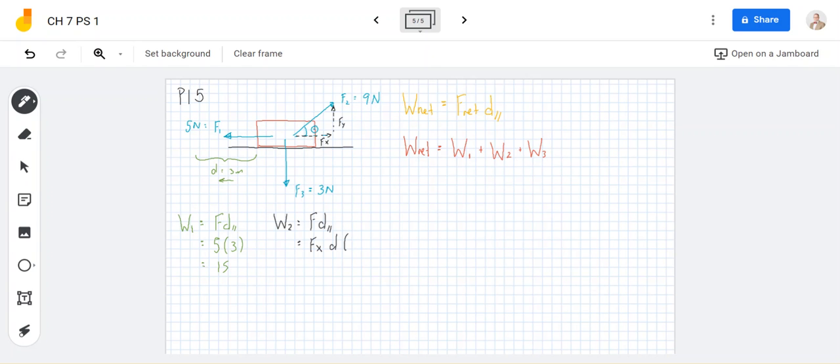which means we then have to multiply by -1. If we were using the cosine formula for this instead, the cosine of 180 is -1, so that's where that -1 comes from. The F in the X direction, if this is 9 and this is 60 degrees, this is 4.5. And the distance is 3, and we need our -1. This is -13.5.